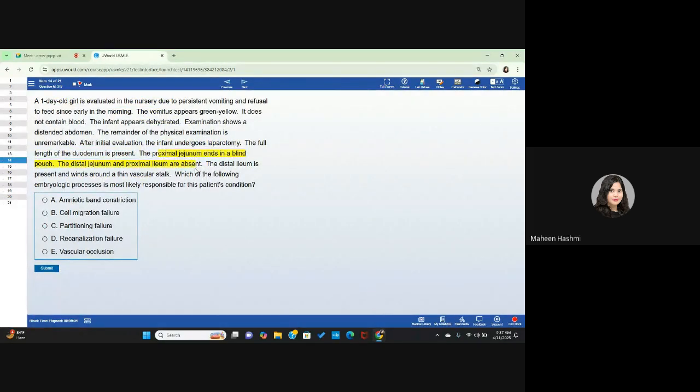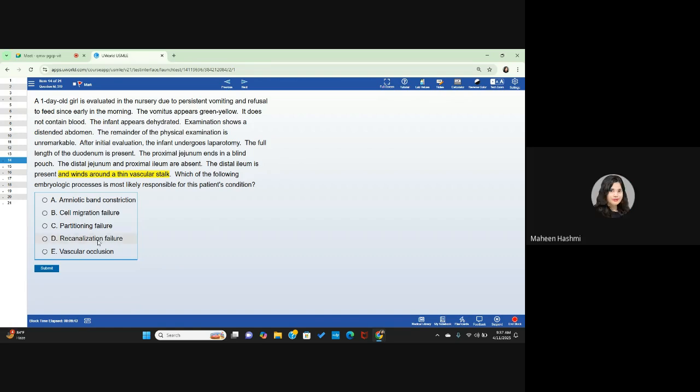The proximal jejunum ends in a blind pouch. The distal jejunum and proximal ileum are absent. The distal ileum is present, wound around a thin vascular stalk. What's this condition called? Intestinal atresia, duodenal atresia, canalization failure, jejunoileal atresia. And it's because of vascular occlusion. Duodenal atresia is because of a recanalization defect, and jejunal or ileal atresia is because of vascular occlusion, ischemia of the mesenteric SMA.